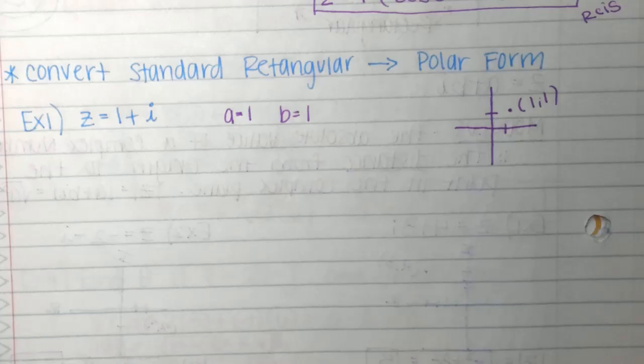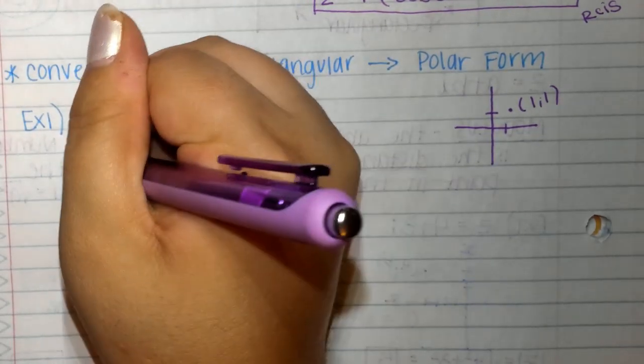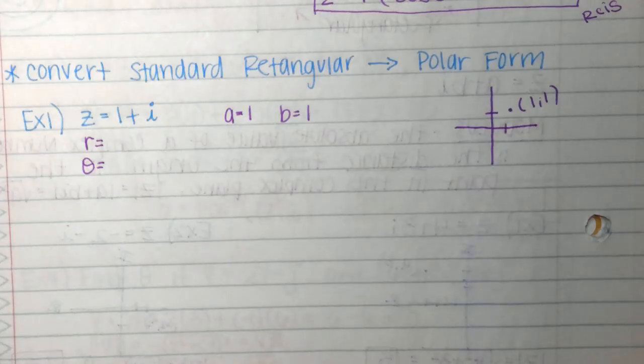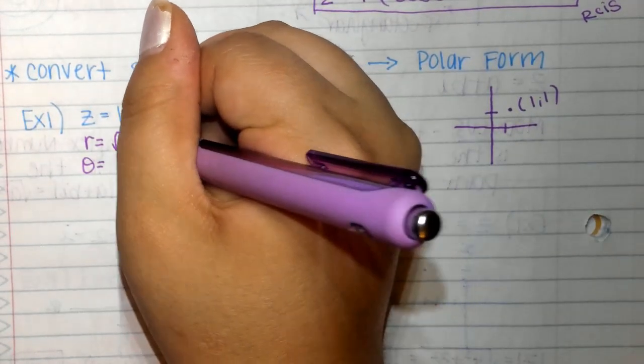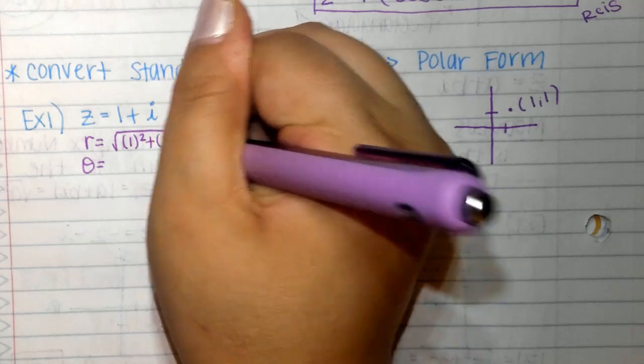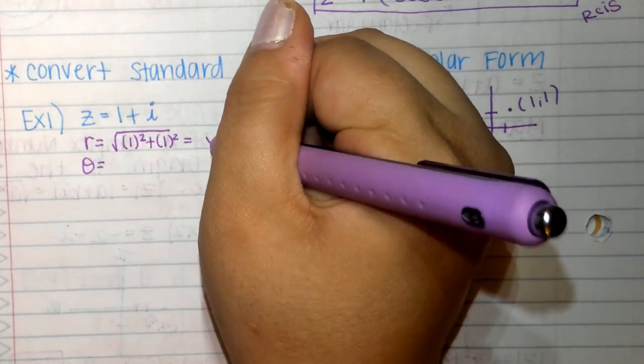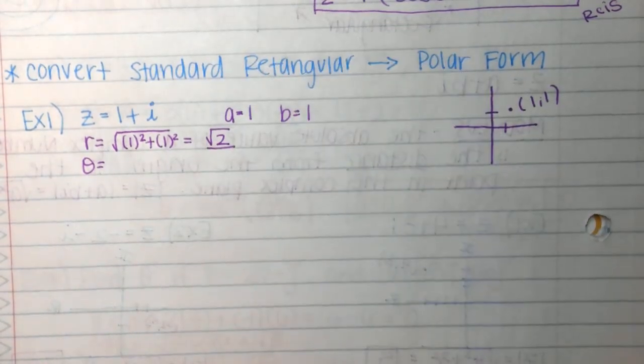So how do I convert this to polar form? What do I need for polar form? Radius and theta. How do I find the radius? Pythagorean theorem. Which gives me square root of 2.